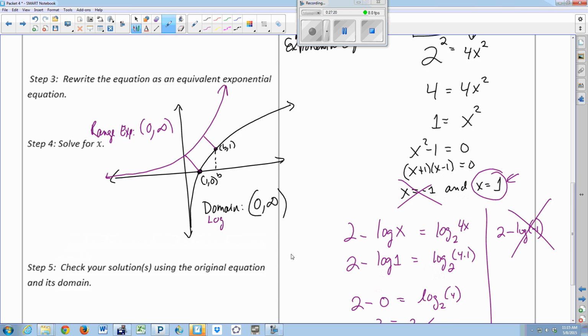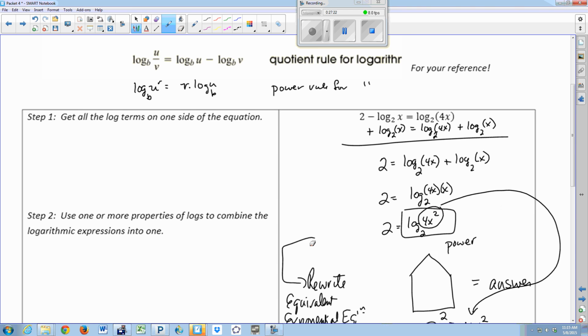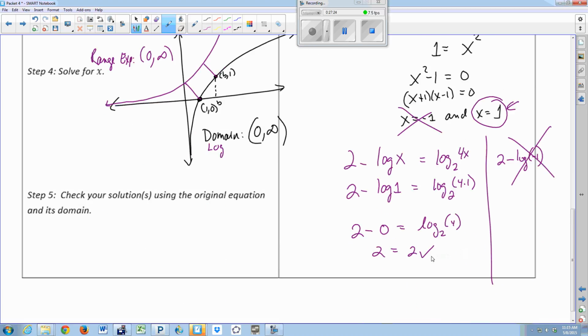Any questions on that? Going from the log to the exponential. Now, in your class activities, I'm going to be leading you through some new types of problems, but I'm going to give you the steps.